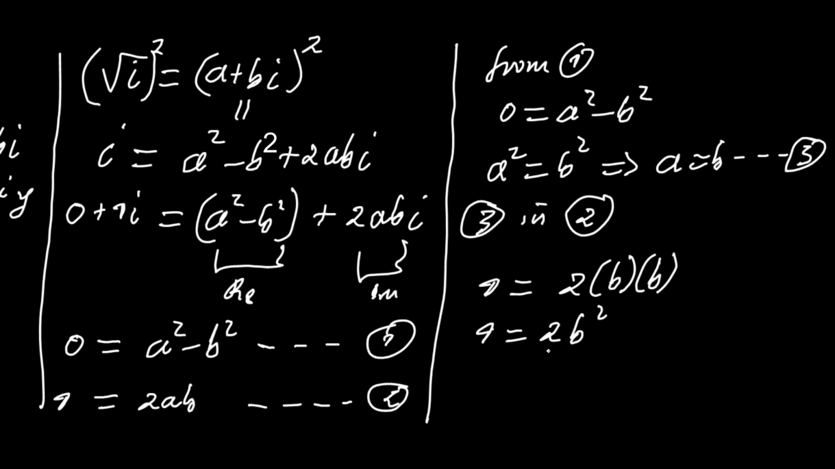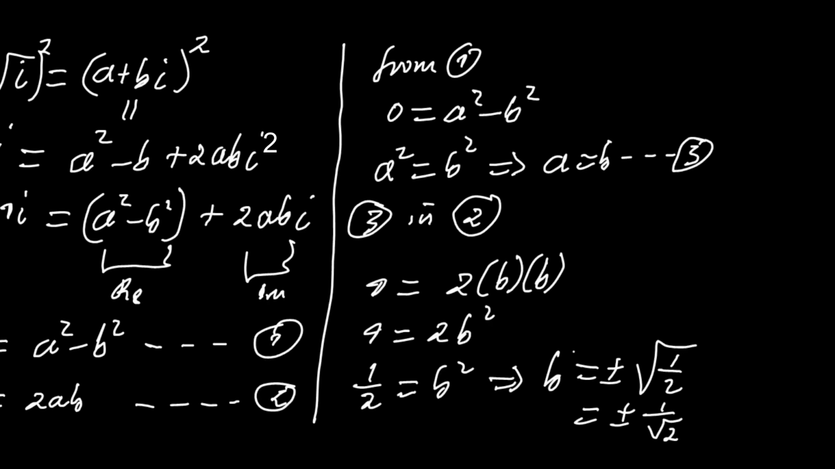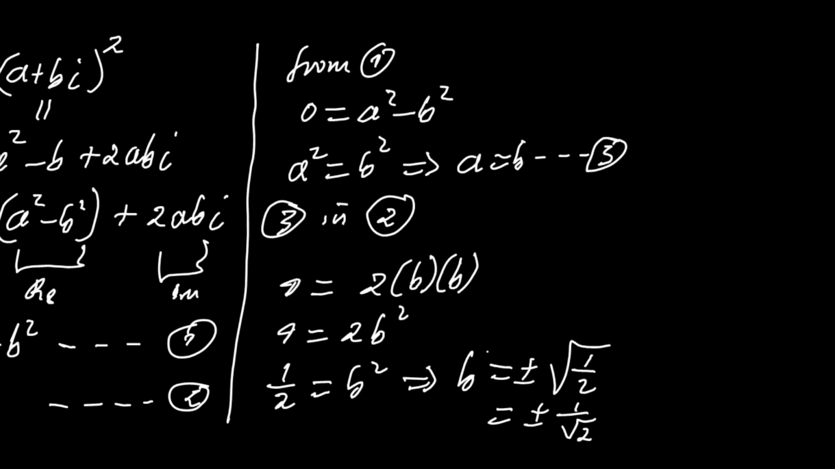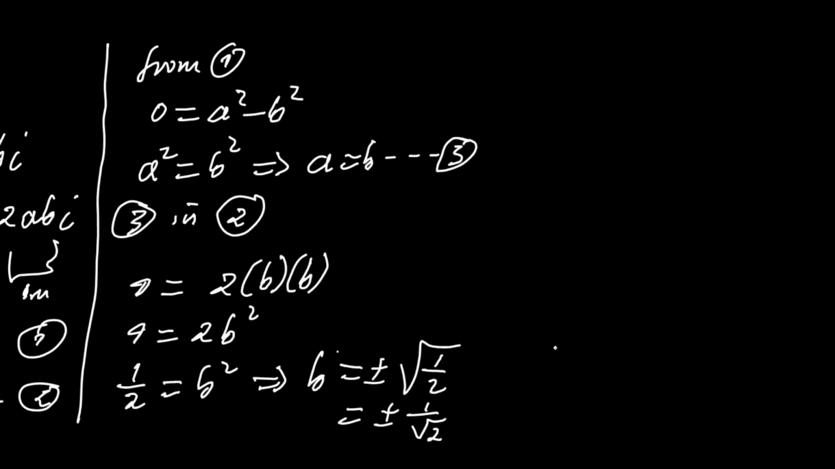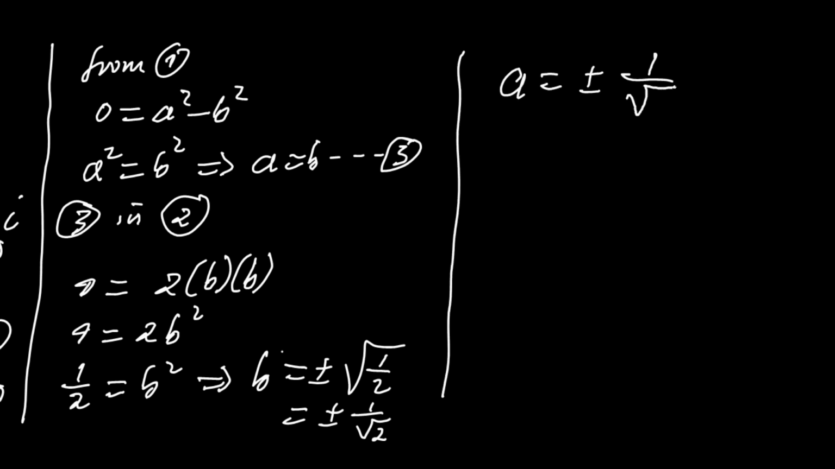I want to look for the value of b. So b squared equals 1 over 2, which implies that b should be plus or minus the square root of 1 on 2, which is the same as plus or minus 1 all over the square root of 2. Now we have that in mind as b. We saw that from equation 3, a is equal to b, meaning that our a is also plus or minus 1 all over the square root of 2.